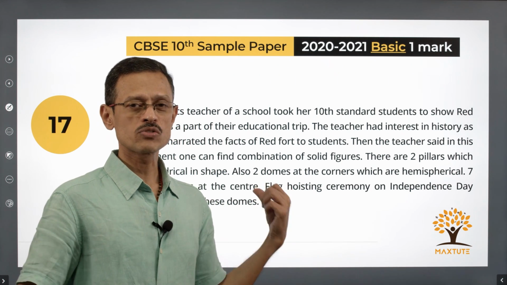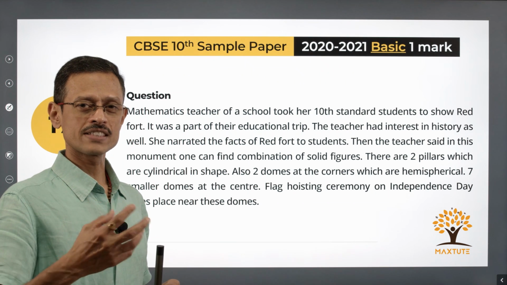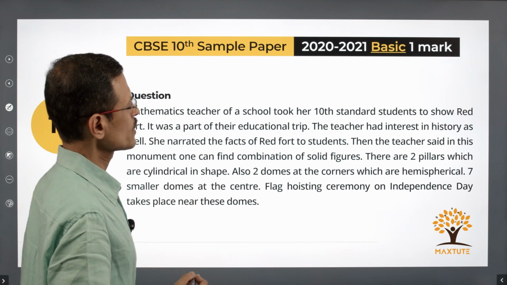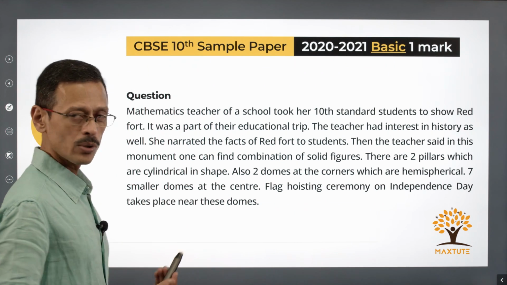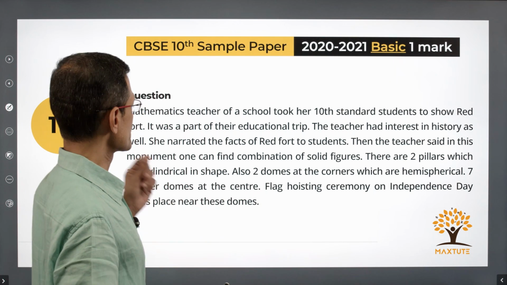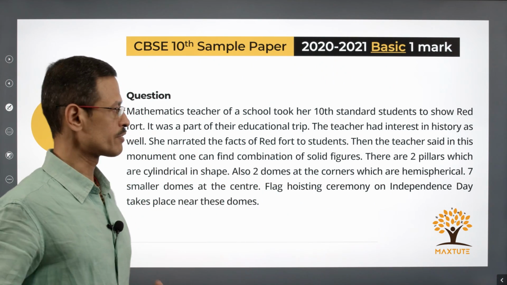In this video, we have the solution for the 17th question. This question primarily focuses on the chapter surface areas and volumes. A mathematics teacher of a school took her 10th standard students to see the Red Fort. It was a part of their educational trip. The teacher had interest in history as well. She narrated the facts of Red Fort to students. But all of this is background information.